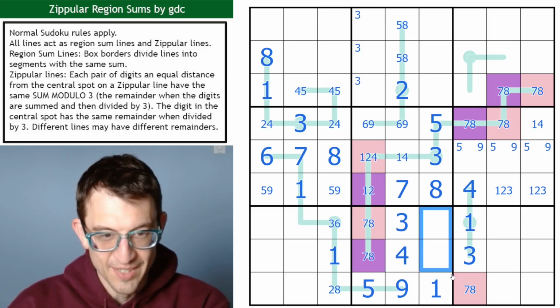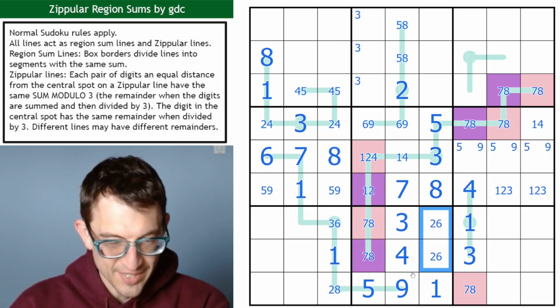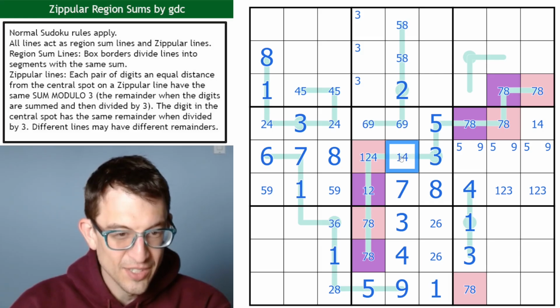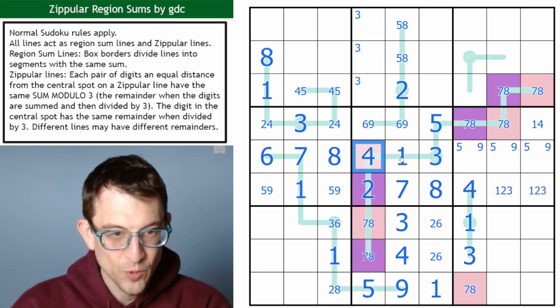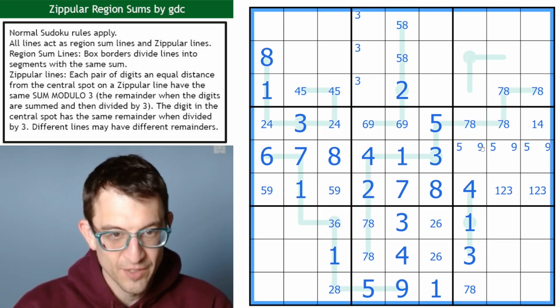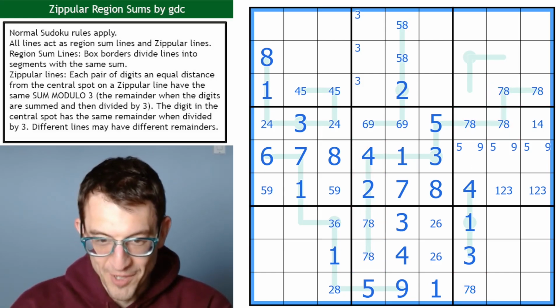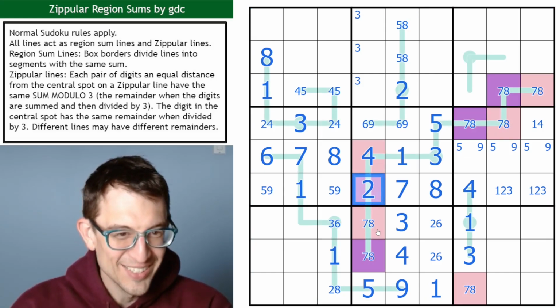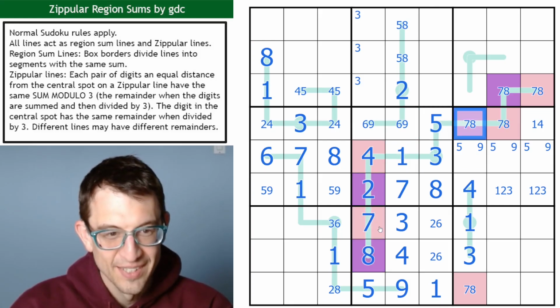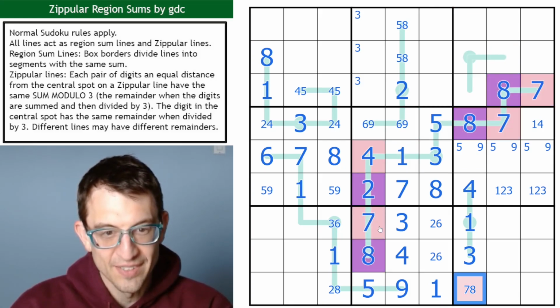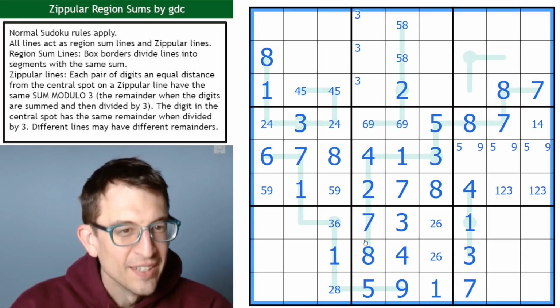Okay, let's try this again. That's the 1, 2, 4. I still want to get rid of my coloring. Oh, no. Before I do that, I want to place the 7s and 8s. 2 makes it 7, 8, 8, 7, 7. Now I want to get rid of the coloring. Okay.